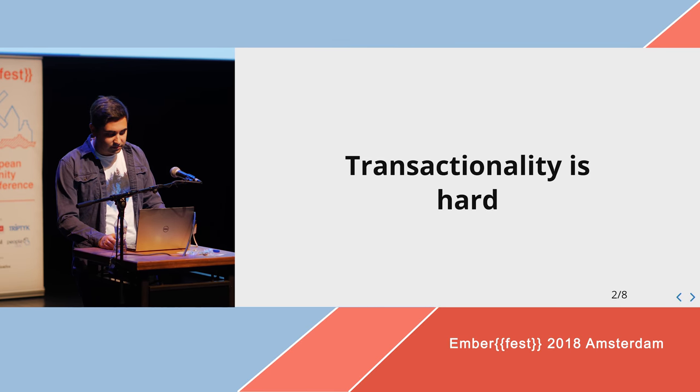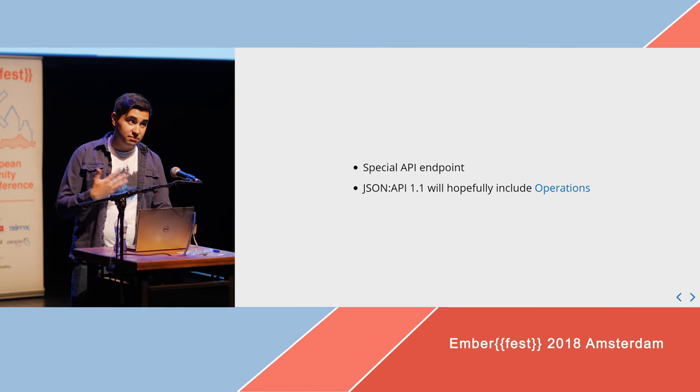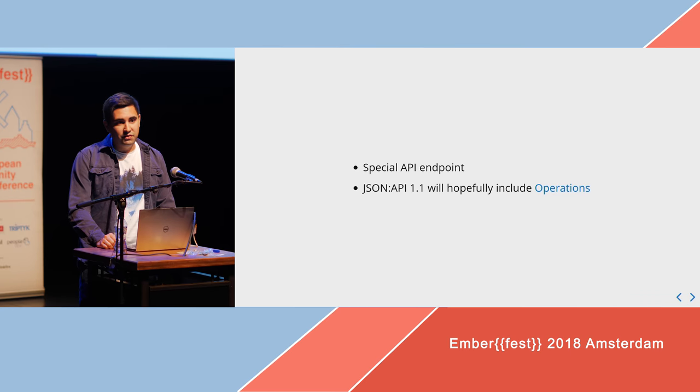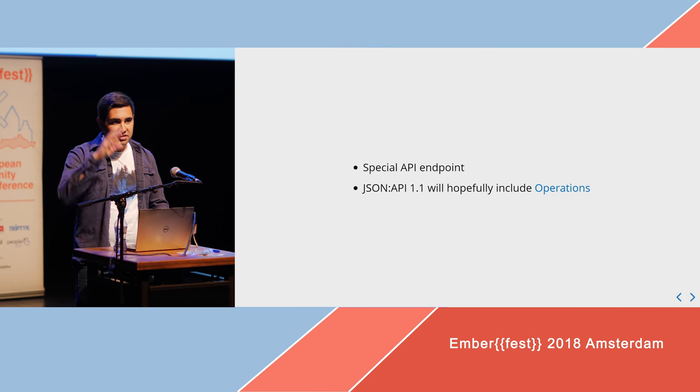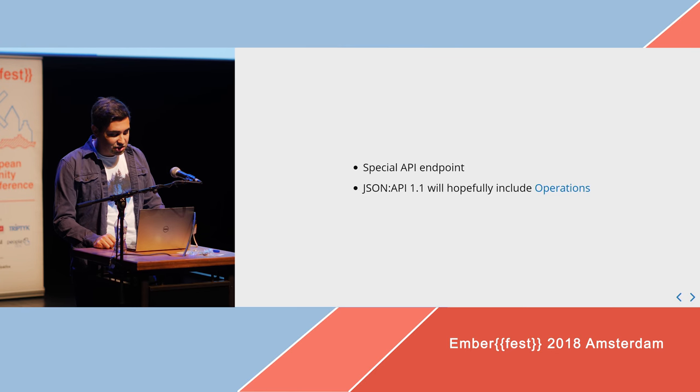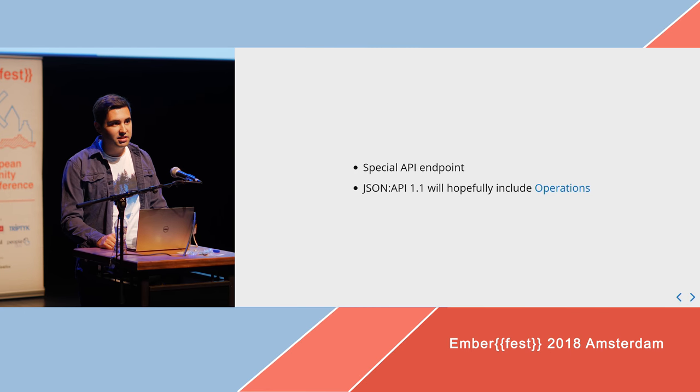It's not ideal. So what we ended up doing is we wrote a custom API endpoint just for the app, which didn't really feel great. And it takes a custom serialized format, but it works. JSON API 1.1 will hopefully include operations soon. We're waiting on it. Once it does, we can use it. But until then, JSON API doesn't really allow these kinds of transactional post requests.